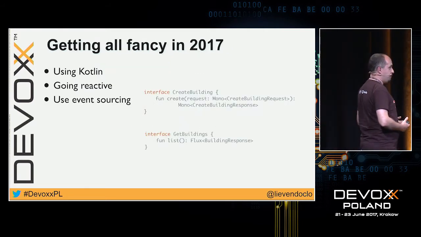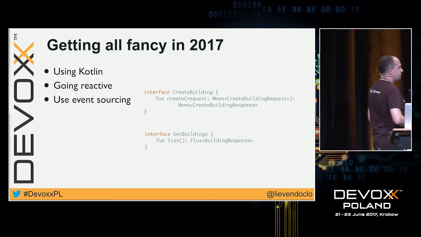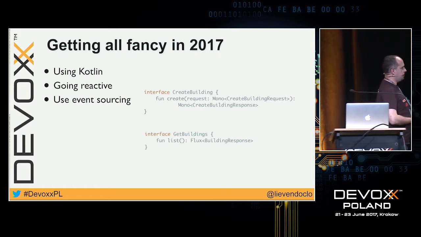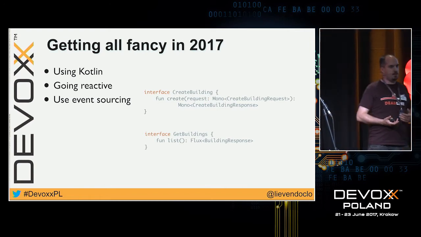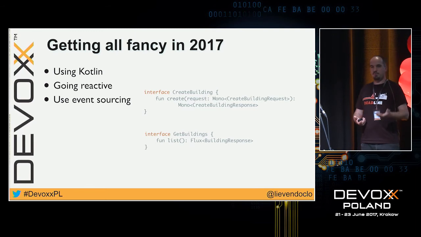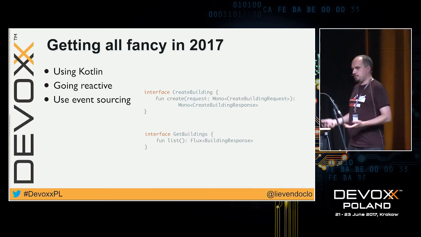You can also go very fancy with clean architecture. You can start using Kotlin. Because you have very isolated modules, you can just say, okay, I'm going to try to implement one of my InfraDB layers in Kotlin. Why not?